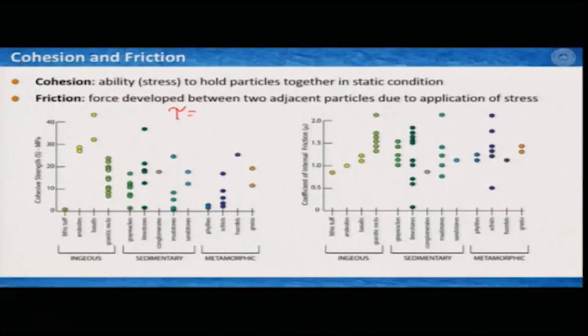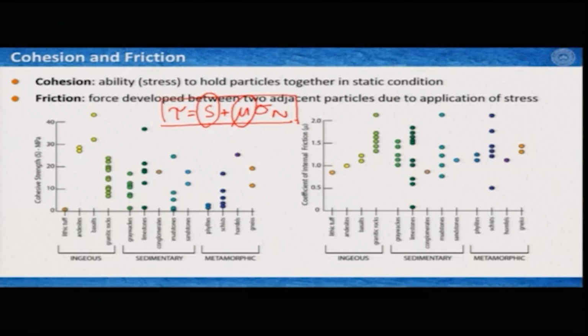Now, in the previous equation we wrote in general, tau equal to cohesion plus mu multiplied by sigma n. This is the equation we have figured out. This is the Mohr-Coulomb failure criteria. Now, the question is: is there any relationship between cohesion and friction?